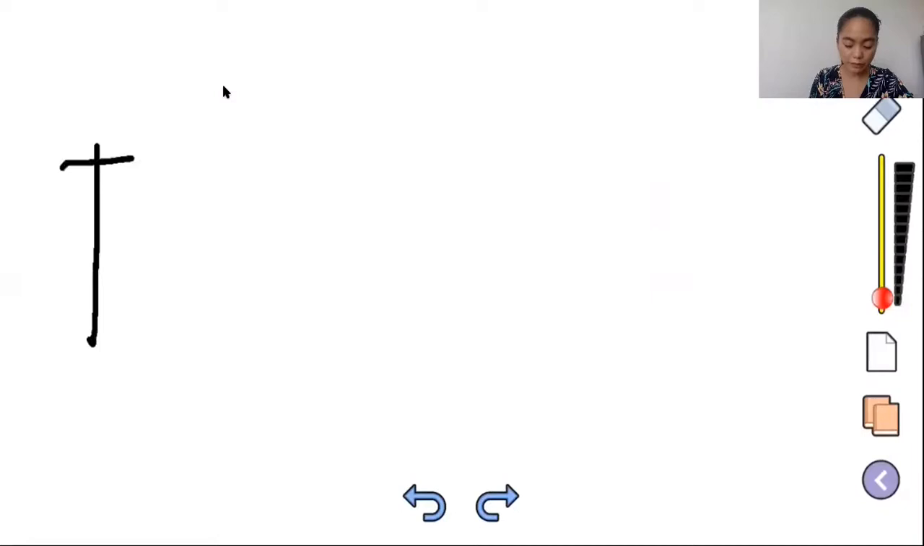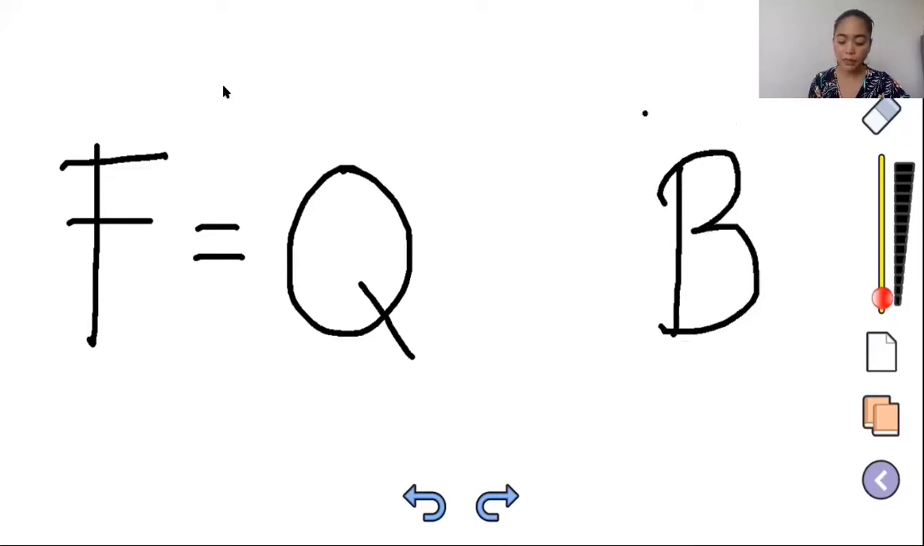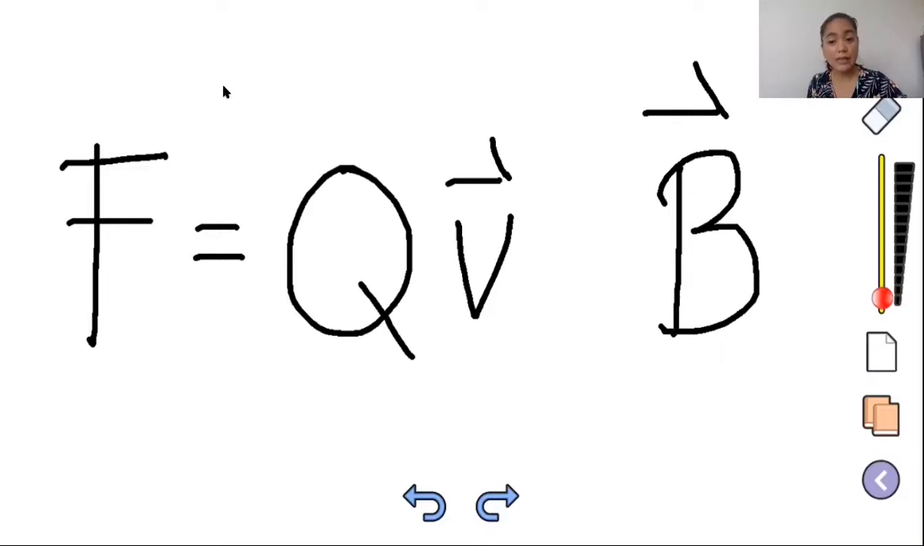Number one, magnetic force is proportional to the charge. That means 5 protons will have a higher force compared to 1 proton. The second one is it is proportional to the magnetic field. The higher the magnetic field, the higher the force. And the third one is it is dependent on the velocity of the particle. The higher the velocity, the higher the force. But if the particle is at rest, there is no force.